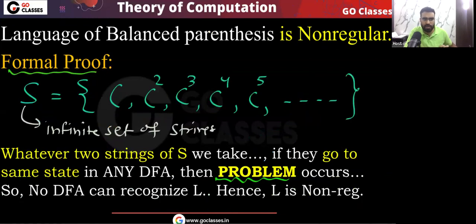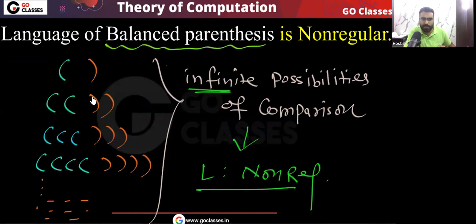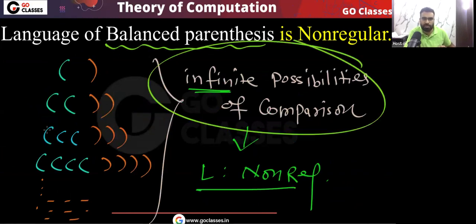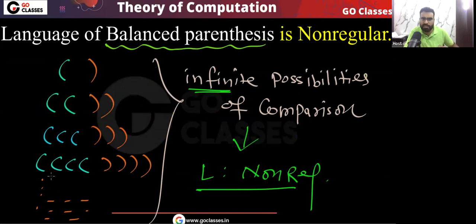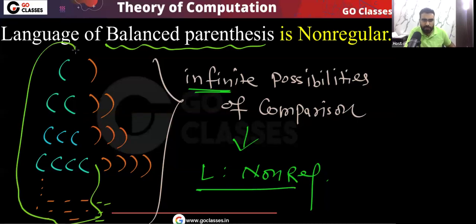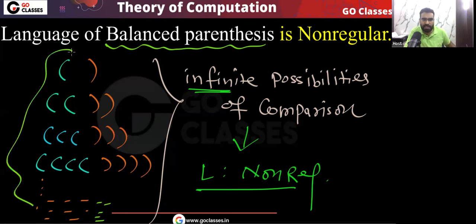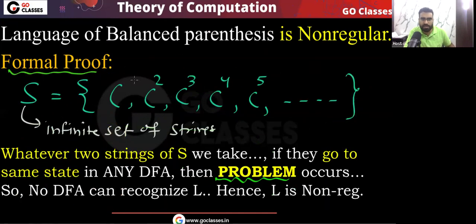So basically, here what we have done, notice, I told you that in this language of balanced parentheses, we have infinite possibilities of comparison, because if you have two open parentheses, then two closed parentheses. If you have four left parentheses, then four right parentheses. If you have 100 left parentheses, then 100 right parentheses, and so on. Then we have taken these infinite possibilities of comparison as an infinite set S. Basically, we are seeing what your DFA will do on these strings. Here you can notice left bracket power 1, left bracket power 2, left bracket power 3, and so on. So this is an infinite set.